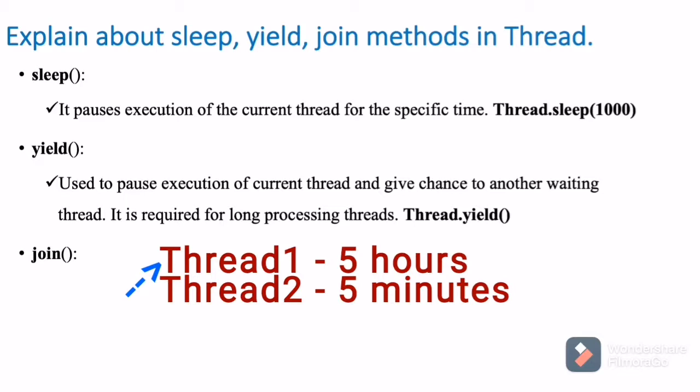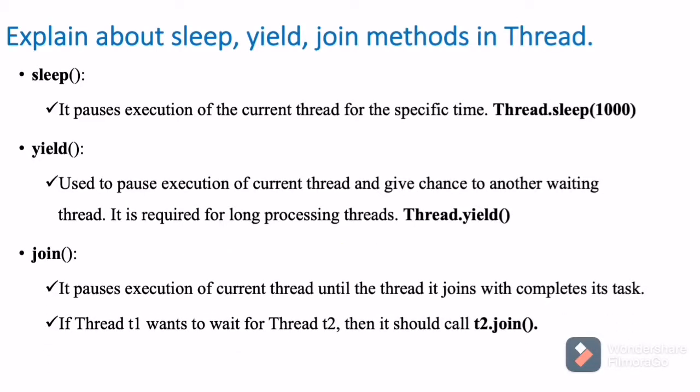Next, the join method. It pauses execution of the current thread until the thread it joins with completes its task. Example, if thread T1 wants to wait for thread T2, then it should call T2.join. So once T2 is completed, only then will T1 execute.